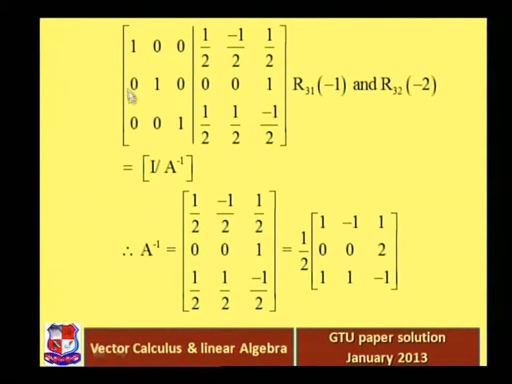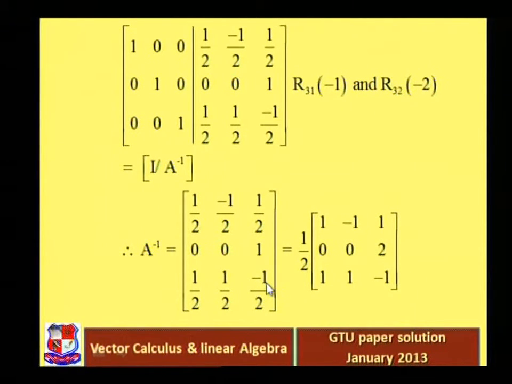The left hand side is the identity matrix, and this is exactly the inverse of the given matrix A. You can see this is I augmented with A inverse. So this is A inverse. A inverse is equal to 1 by 2, minus 1 by 2, 1 by 2, then 0 0 1, and then 1 by 2, 1 by 2, minus 1 by 2, 1 by 2.